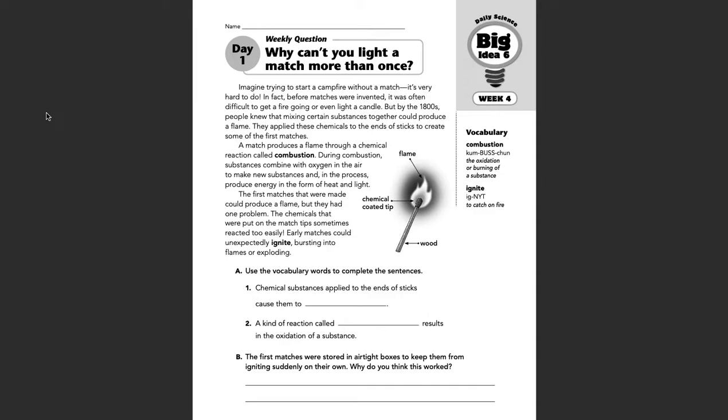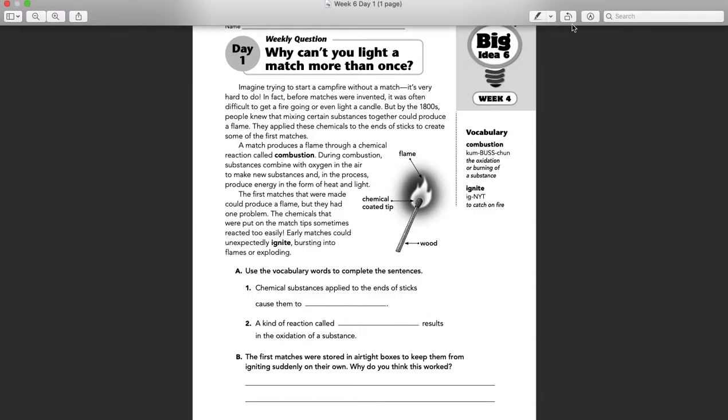So Part A wants us to use the vocab words to complete the sentences. Our two vocab words are combustion, which means the oxidization or burning of a substance, and ignite, which means to catch on fire. So number one, chemical substances applied to the ends of sticks cause them to, well, as we see right here in the diagram, and from what we read in that passage, it would be to catch on fire, to cause them to ignite.